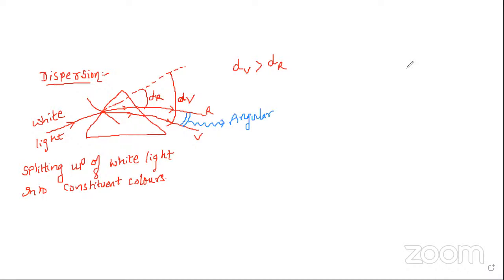What is angular dispersion? Angular dispersion is the difference between the deviations of any two colors. The angular separation between the two colors, that is dV minus dR, is called angular dispersion. So what is angular dispersion? dV minus dR.